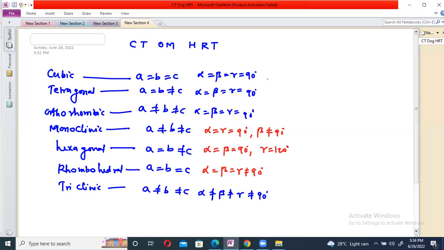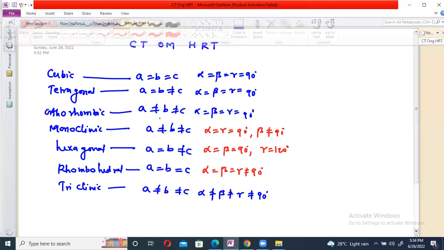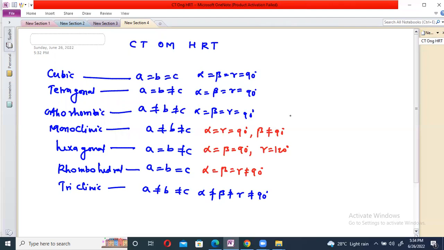But I will tell you the possible variations for all these things. What are the possible variations? 1, 2, 3. Orthorhombic you are able to see. It will have primitive unit cell. It will have body centered, right? Primitive, body centered. It will have end centered, right? And it will have face centered. Means orthorhombic is such a crystal system, it is having all the four: primitive, body centered, end centered, and face centered.